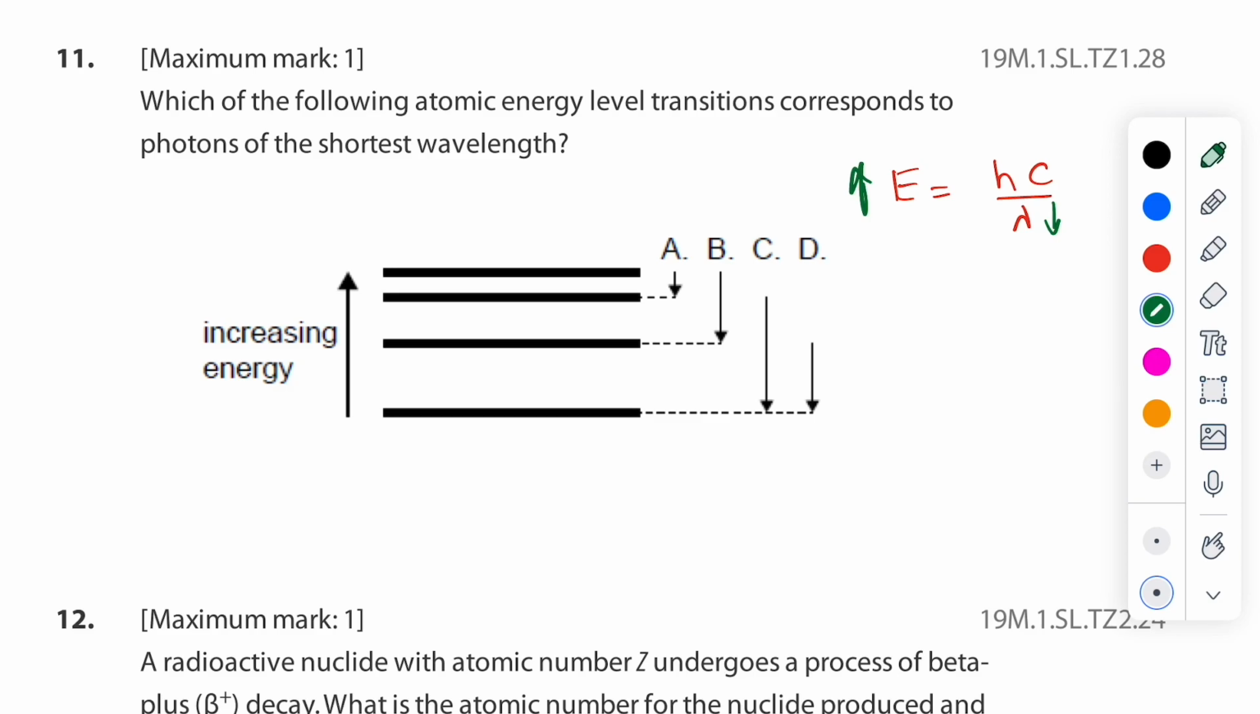Among A, B, C and D, you can see that C is the biggest one. C is having the widest energy gap, so C is going to have the biggest energy. The higher the energy, the lower the wavelength, because they are inversely proportional to each other. We can see that C has the highest difference of energy level.